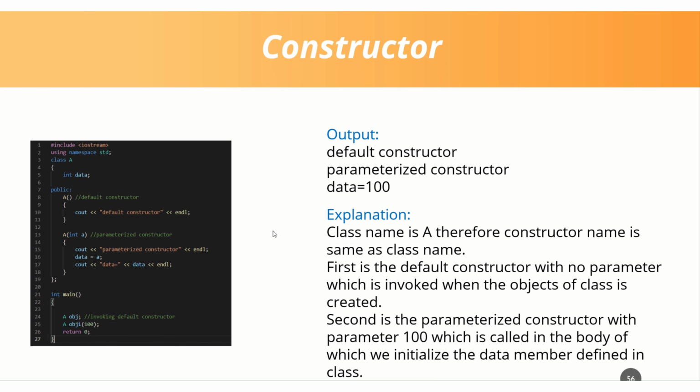To better understand the concept, let's see a program. Here, the class name is A, with integer data. In the public specifier, this is the default constructor. The name of the constructor is the same as the class name, therefore A. In that, cout default constructor. Next is the parameterized constructor. In that, cout parameterized constructor, data equals, and cout the data. The default constructor is invoked when the object of the class is created. Second is the parameterized constructor with the parameter 100, in the body of which we initialize the data member defined in the class.